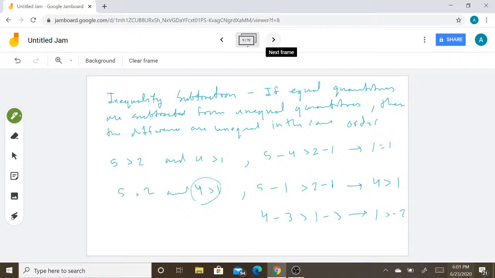And for subtraction, it's basically the same thing. If equal quantities are subtracted from unequal quantities, then the differences are unequal in the same order. So if 5 is greater than 2 and you subtract equal quantities, then the differences are unequal in the same order.